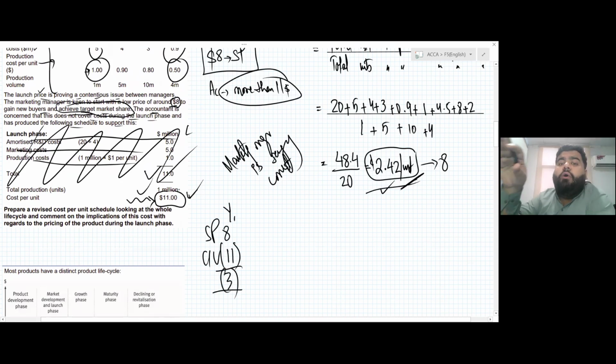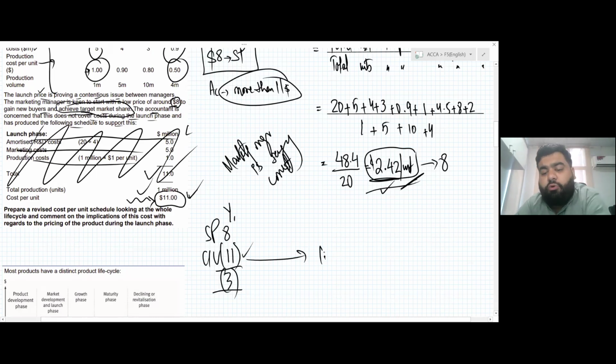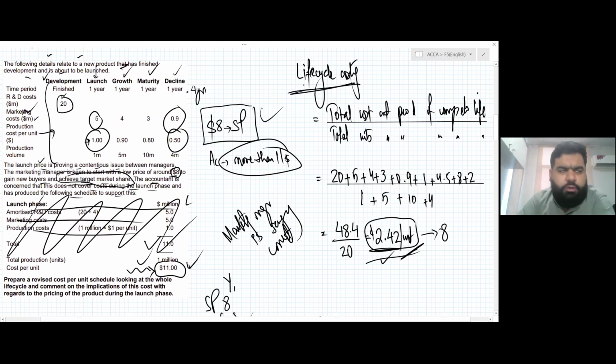But over the life, on an average, you will get the profit, because this cost will not be 11 for all the years. It will decrease from 11 to 1 point something, or 0 point something, since the average is 2.42. So if you are selling it for 8, the loss will be shown at first, but at the end of the life you will see the profit. This is how life cycle costing works. This is how it helps you.